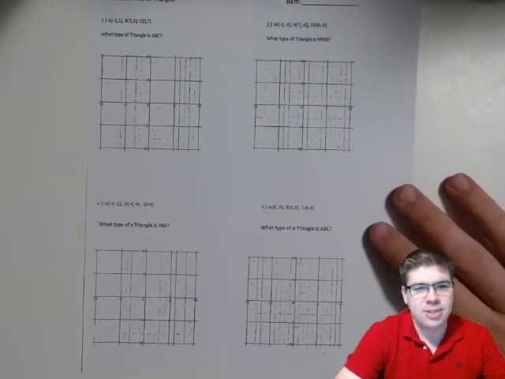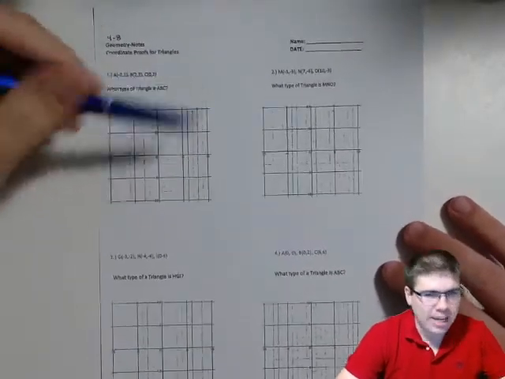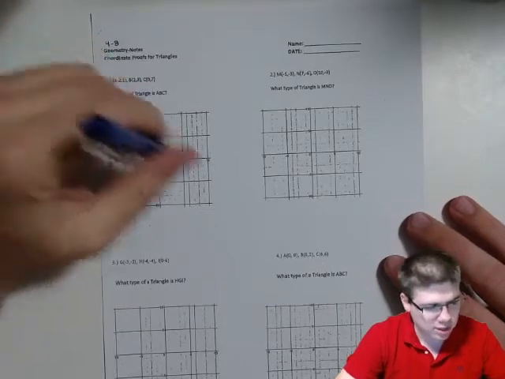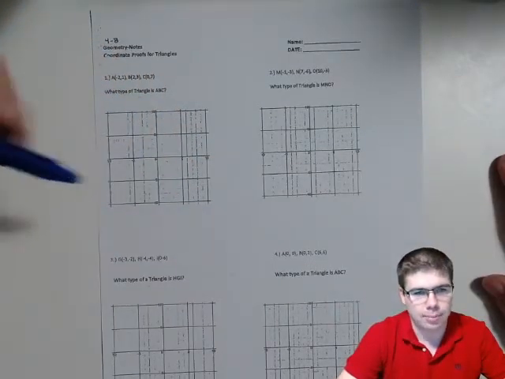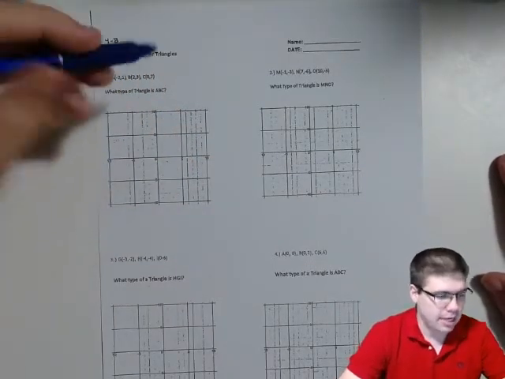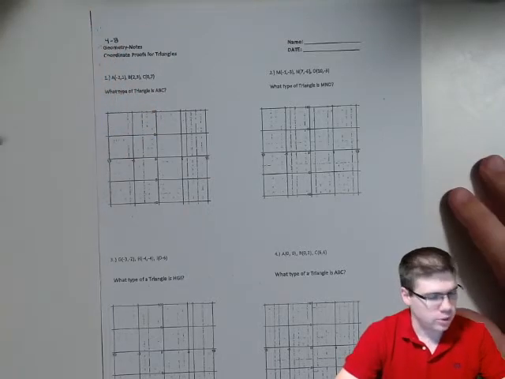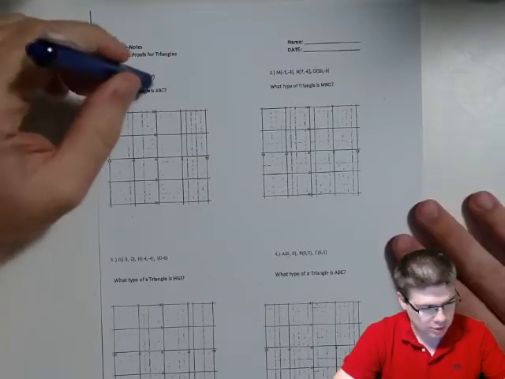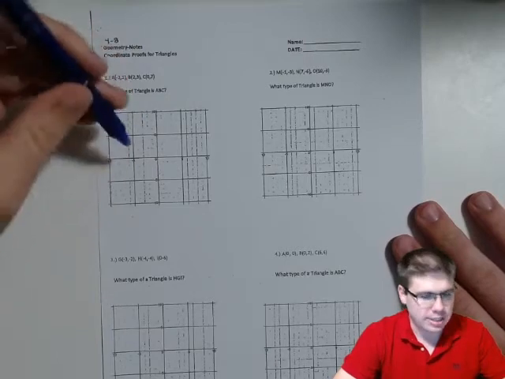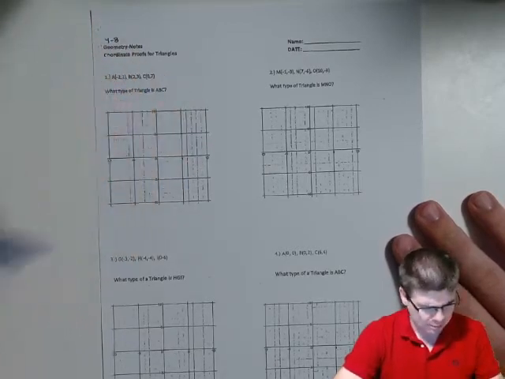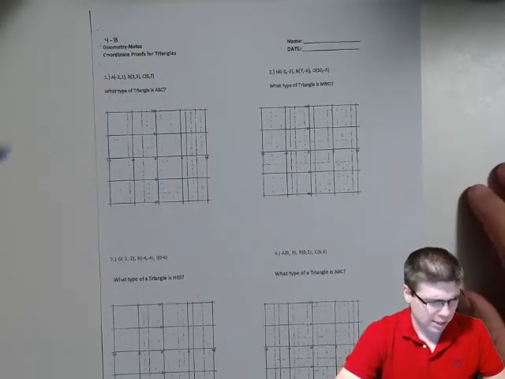Hey Geometry, so today we're going to take a look at 4.8, which is using the coordinate plane, looking at triangles in the coordinate plane, and attempting to identify what type of triangle we're dealing with based on that. So the first thing I'll recommend is plot your points. Sorry about the copy quality of this grid, just kind of eyeball it as best you can.